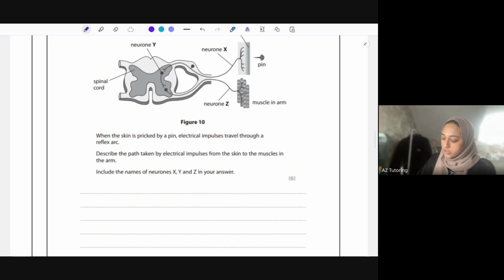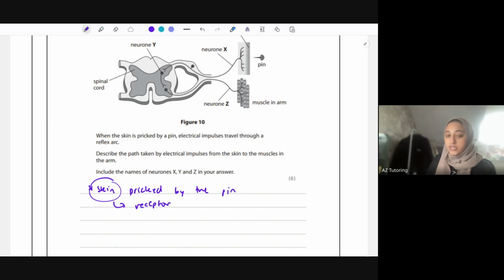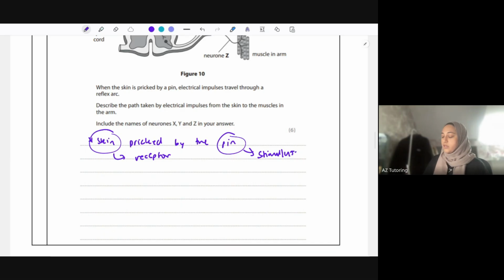So at first, if you look here, the skin is pricked by the pin, and the skin is the receptor. So that's the first stage in this reflex arc. The skin is a receptor, and the pin is a stimulus, the stimulus which is actually being detected by the receptor. So the pin, that's the stimulus. Obviously, write this in full sentences. Just for time, I'm just kind of analyzing it.